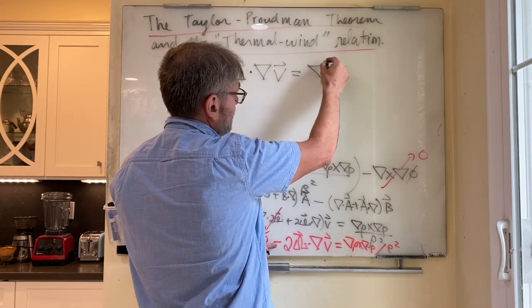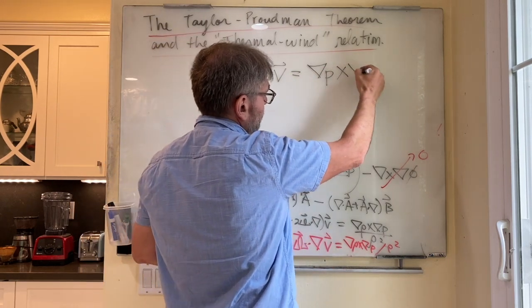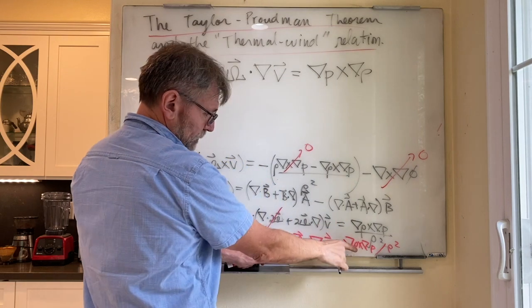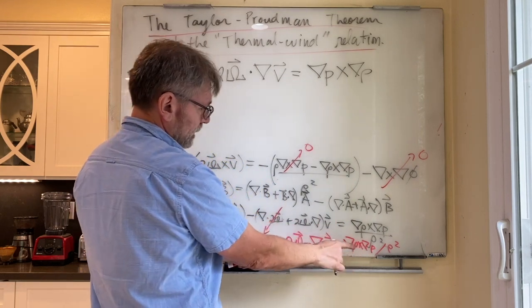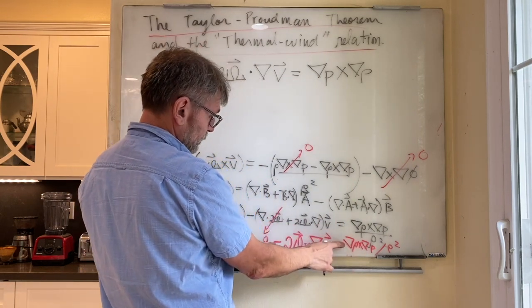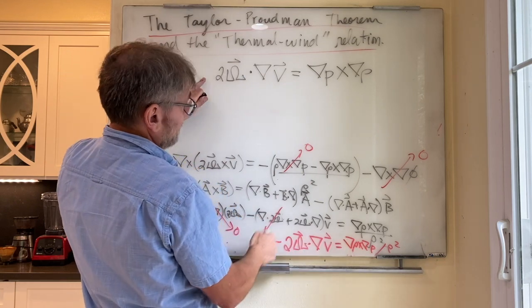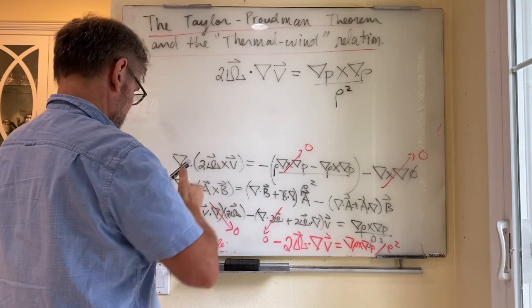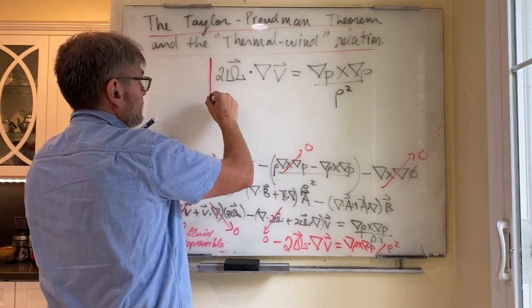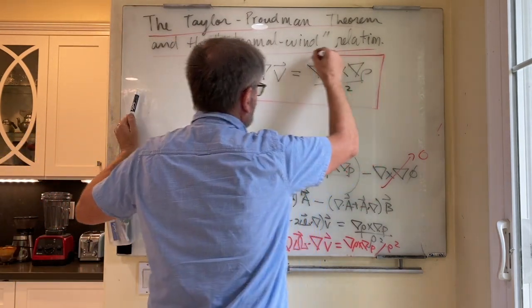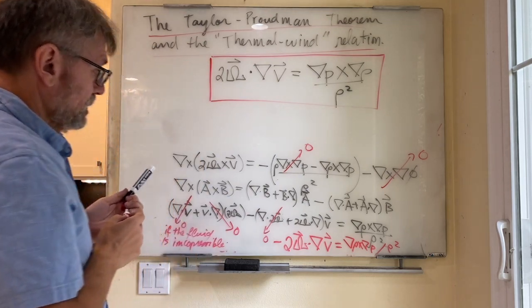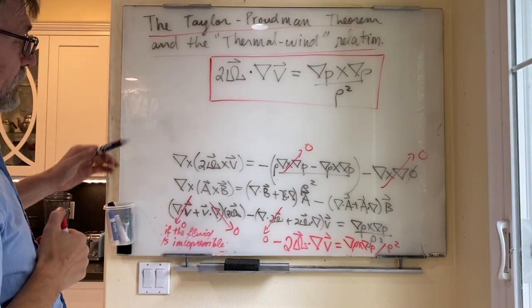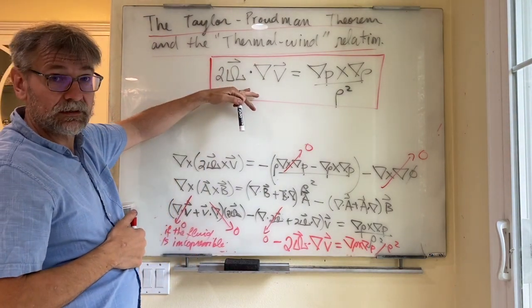So now I get the gradient of P crossed with grad rho. Notice that this used to be grad rho cross grad P. Now it's grad P cross grad rho. That introduced a minus, which I canceled with this minus, all over rho squared. And this is the result I want. This formula here is the result from which we're going to get the Taylor-Proudman theorem.